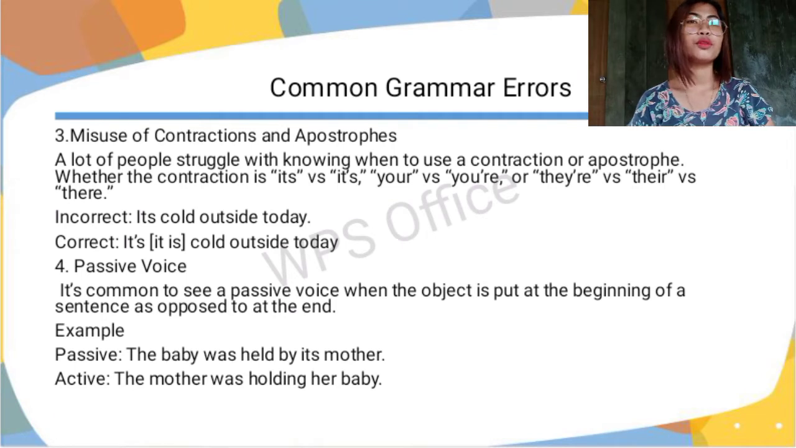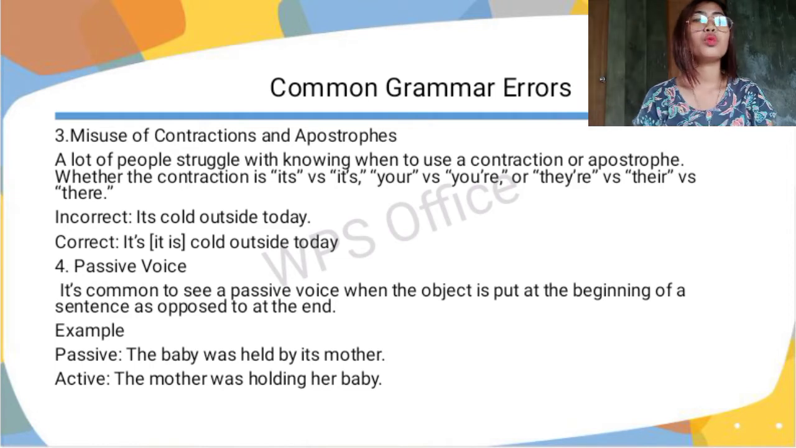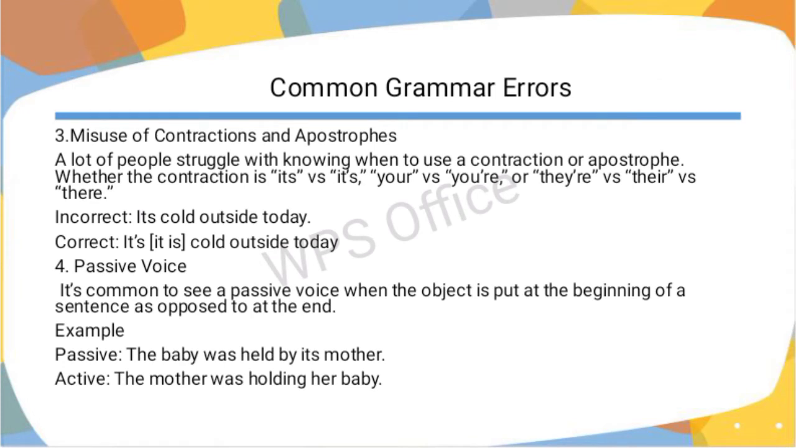The fourth common grammar error is the passive voice. It's common to see the passive voice when the object is put at the beginning of a sentence as opposed to the end. For example, the passive voice is "The baby was held by its mother," and the active voice is "The mother was holding her baby." So as you've observed, the subject in the passive voice is at the end, while in the active voice it is at the beginning.